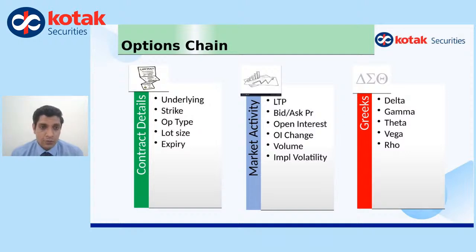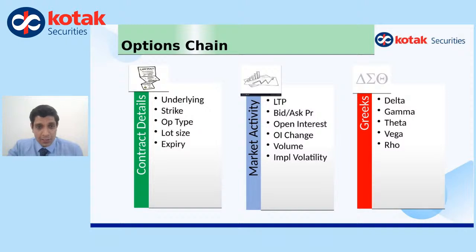Now, you all have learned in the previous session what an option contract is. It contains the underlying, the strike, the details of the option, whether it is a call option or a put option, the lot size, obviously, which is predetermined, and the expiry date. Now, we also learned about the Greeks, which is the delta, gamma, theta, vega, and rho, which tells you about the pricing of options and how the mechanism works.